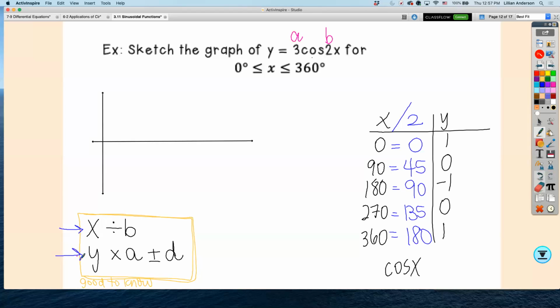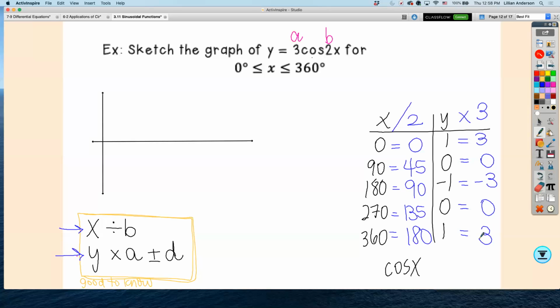For my Y's, I'm going to multiply by my A value, add or subtract D. But as you can see, we don't have a D. So I'm just going to multiply all of my Y values by 3. What's 1 times 3? 0 times 3. -1 times 3. 0 times 3. And 1 times 3.